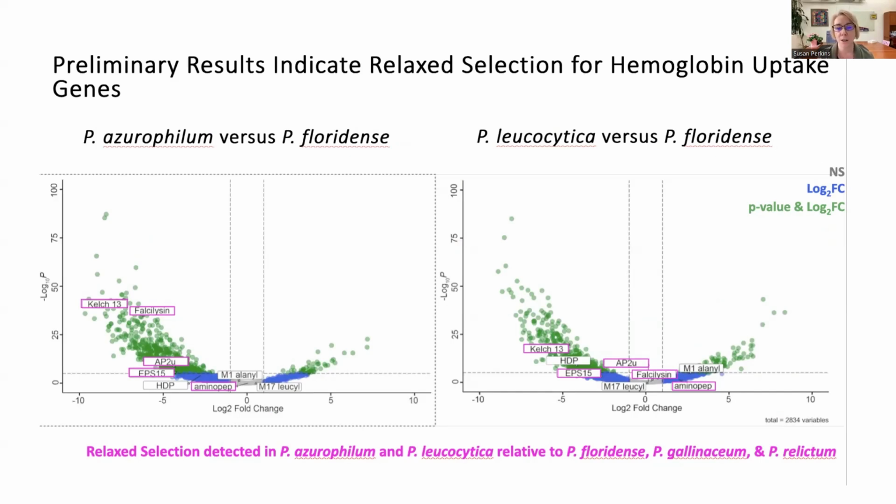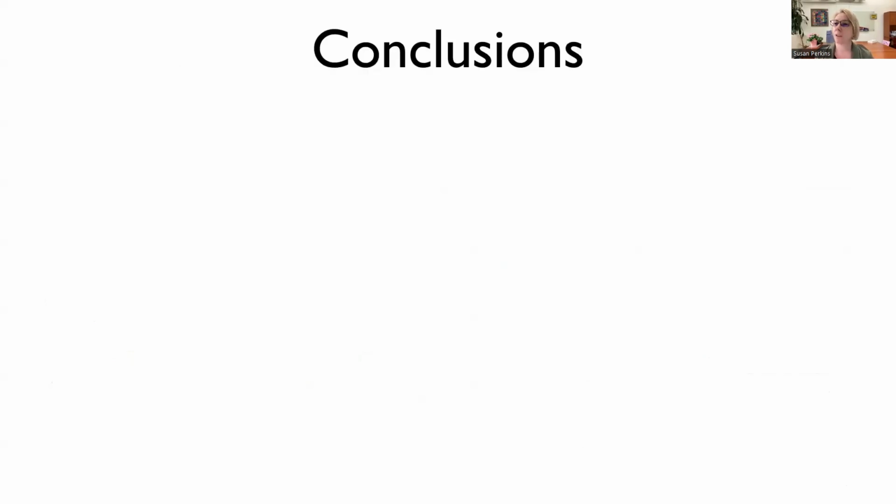And so far, Sarah's preliminary work has said no. So when she compares azurophyllum to floridense or leucocytica to floridense, we do see some evidence of relaxed selection in these hemoglobin degradation genes, again, suggesting that they may be in the process of losing these since it doesn't look like they're using them. So I'm just going to wrap up with a few conclusions.